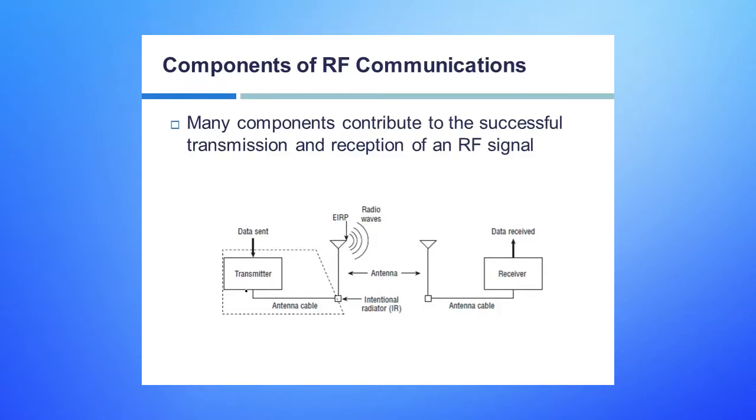Now, there are many components that contribute to the success of the transmission and the reception of a radio frequency signal. So if you think about it, there is some device, a laptop, computer, something that is sending data into what we would call the transmitter. The transmitter here is the thing that's going to have that AC power and is going to be responsible for how it basically sends out the signal so that it can be interpreted as ones and zeros, which we call the modulation.